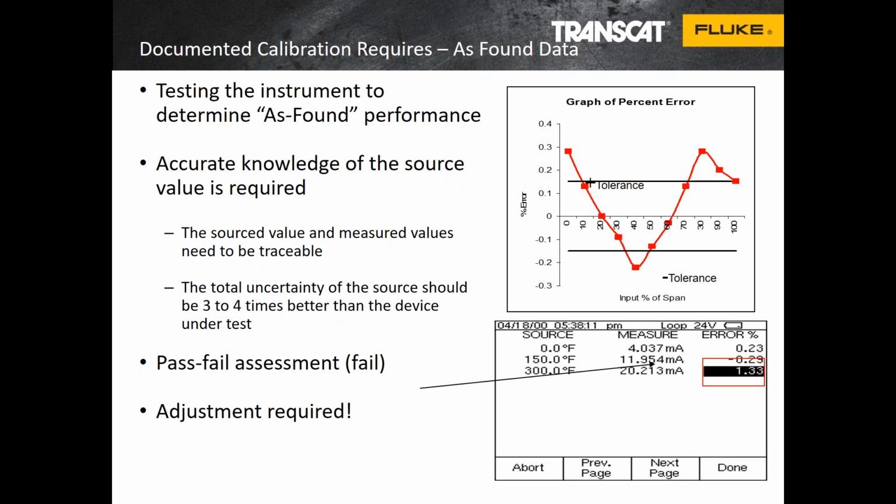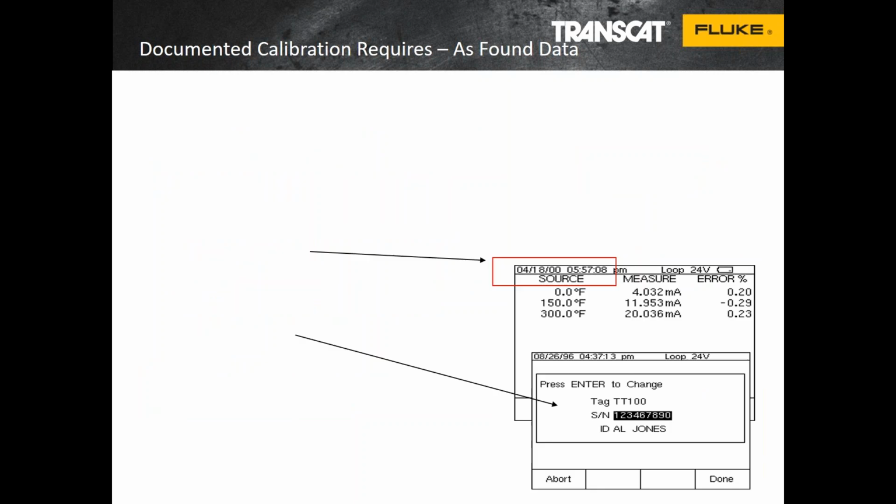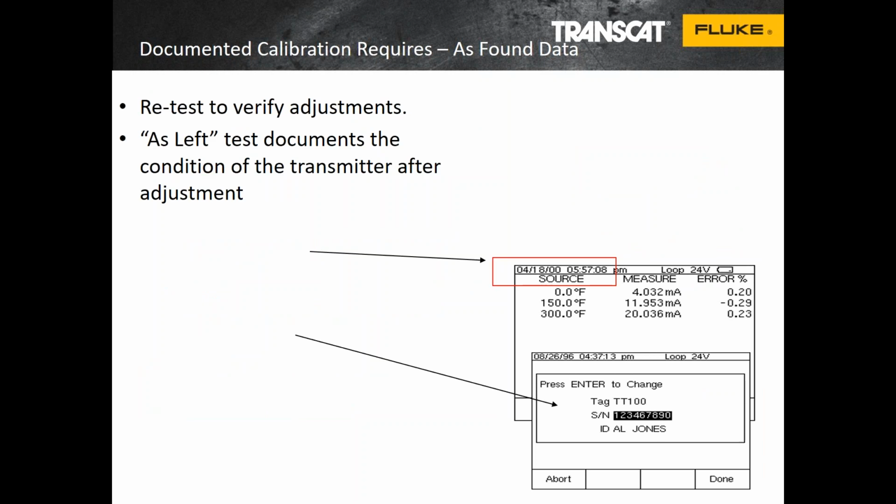Next. Here you can see the graph of the as-found values versus the tolerance line. Notice that the found errors exceed the allowable milliamp deviation. So again, adjustment is required for this particular tag. So once the adjustment is performed, the test needs to be rerun to verify the adjustments and confirm that they put the device in tolerance.